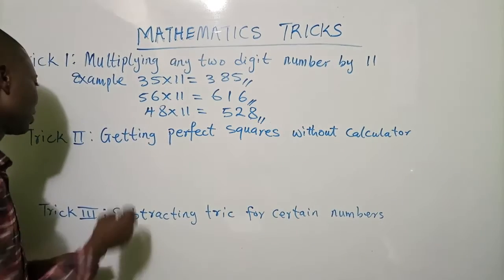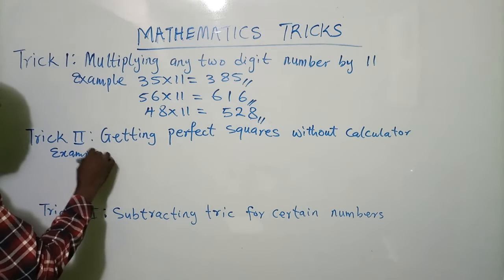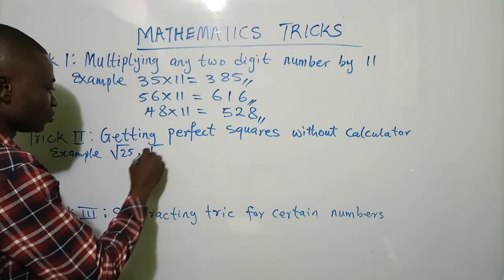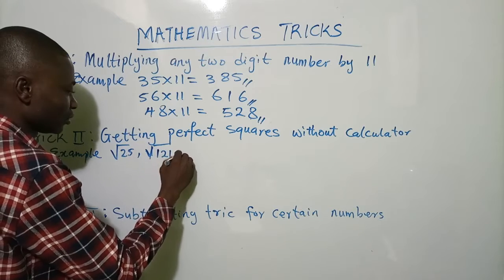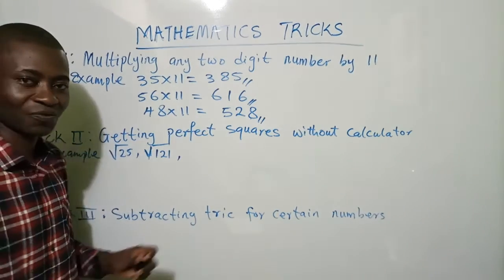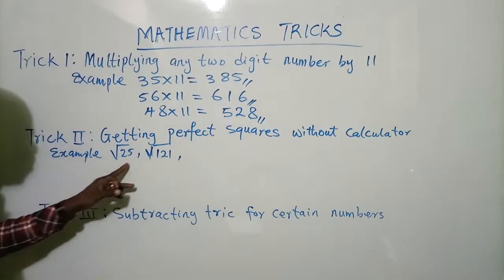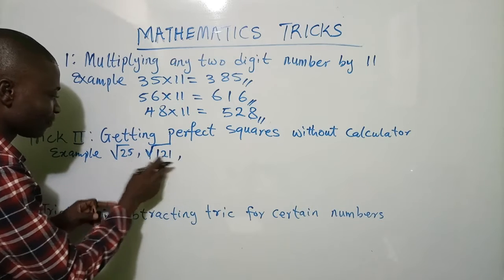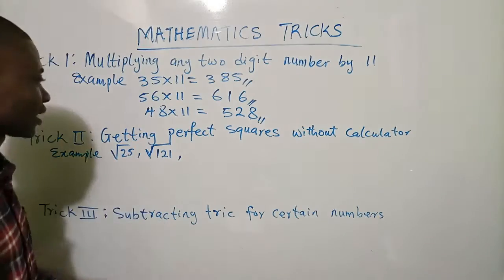The next trick is getting perfect squares without a calculator. What do you mean by perfect square? For example, you have something like root 25, root 121. These are perfect squares, like root 49, root 64, root 81, 121, 144, and so on and so forth. When you look at these, they are called perfect squares. How can I get the value of this without using a calculator?